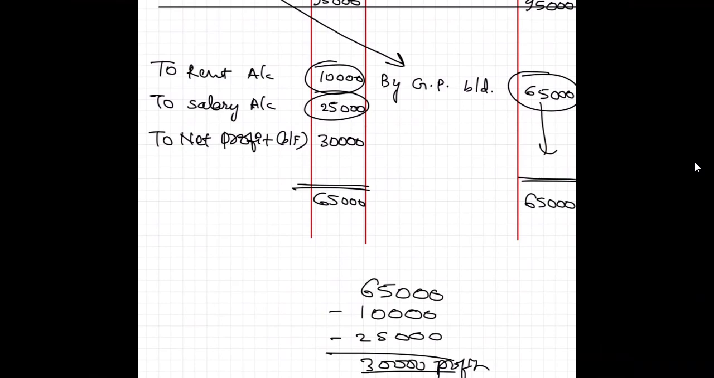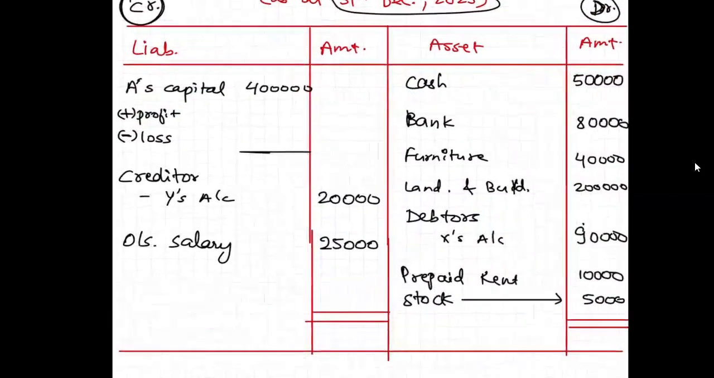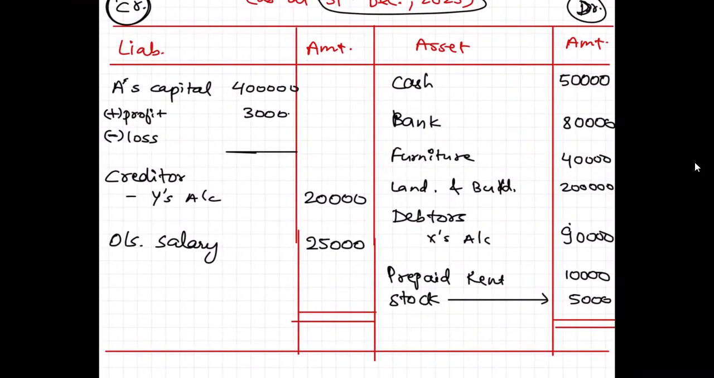Just remember that. And what we will do for this 30,000, where it will go? Net profit being transferred. Who will take this profit? The owner will take the profit, transferred to capital account. So we will go to balance sheet now and we will add a profit of 30,000. There is loss of 0. So I will now have a capital of 4 lakh plus 30,000. That would be 4 lakh 30,000.